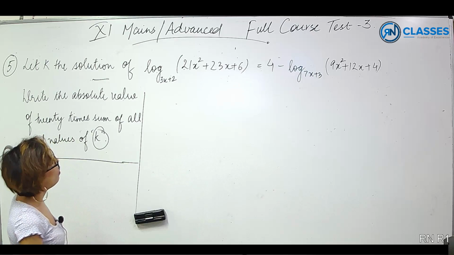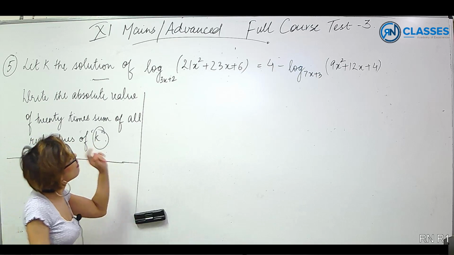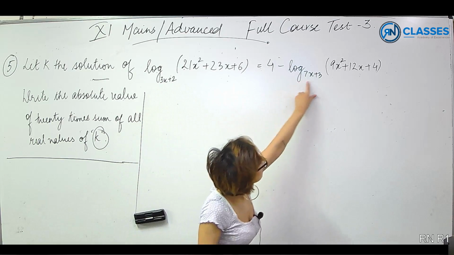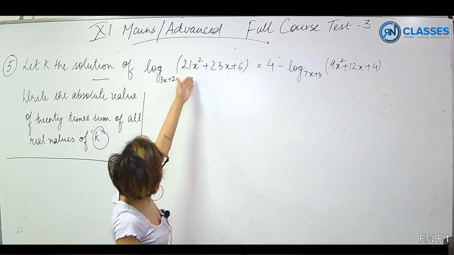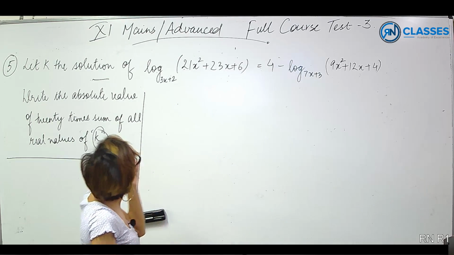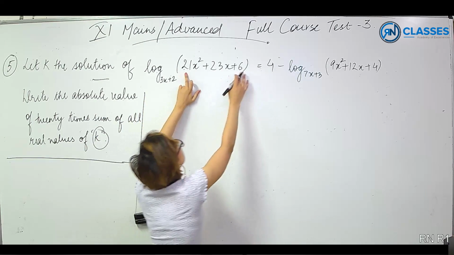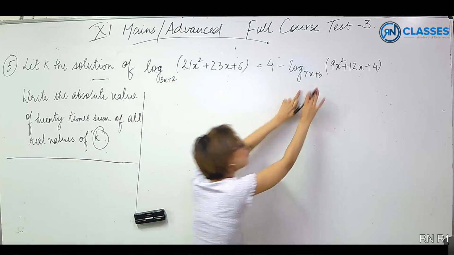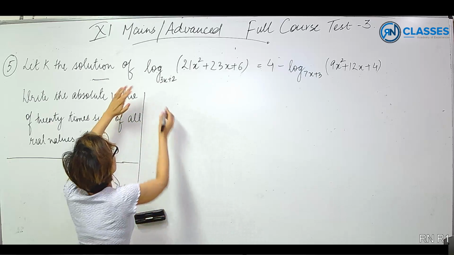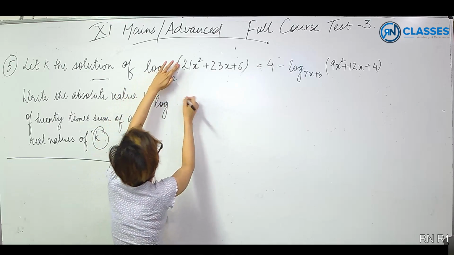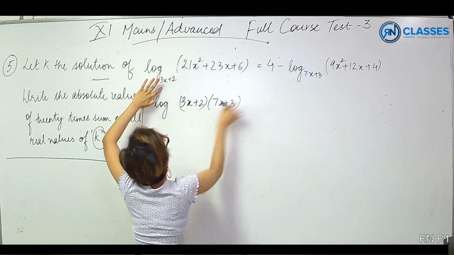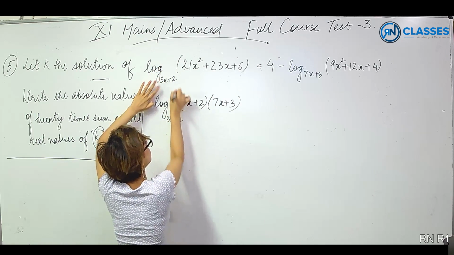Now, this looks scary, but if I look carefully, here I have 3x plus 2, and then I have 7x plus 3. And then I have this polynomial, 21x squared plus 23x plus 6. I can see that this polynomial is nothing but this into this. Now, that can't be a coincidence, right? So, let me just write it like this. Log of, I will write this as (3x plus 2) into (7x plus 3) to the base 3x plus 2.